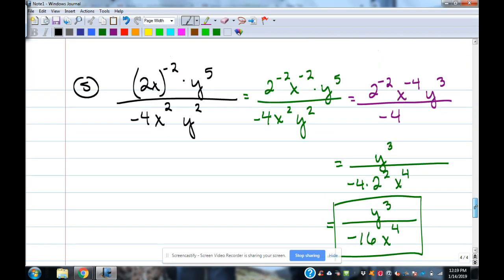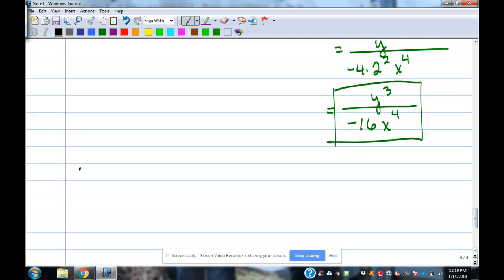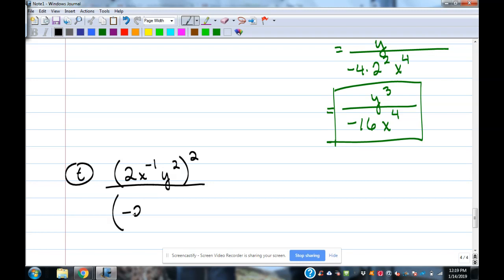What letter are we on here? T. All right. Maybe this is our last one. So, (2x to the -1, y to the 2nd) squared over parentheses -2x y to the 2nd, all to the -3 power.